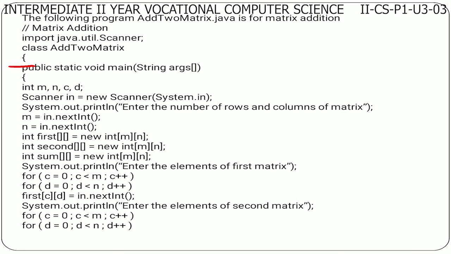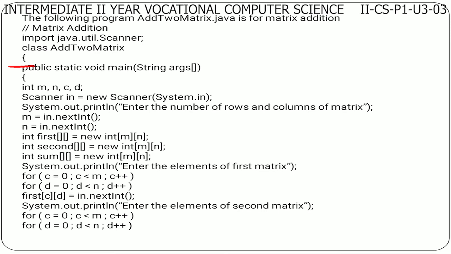Here m and n are read from the keyboard. After that, int first[][], that is the two-dimensional array I'm creating: int first[][] = new int[m][n]. m represents rows and n represents the columns. Again, I'm taking int second[][] = new int[m][n]. That is the matrix. First is the first matrix, second is the second matrix.